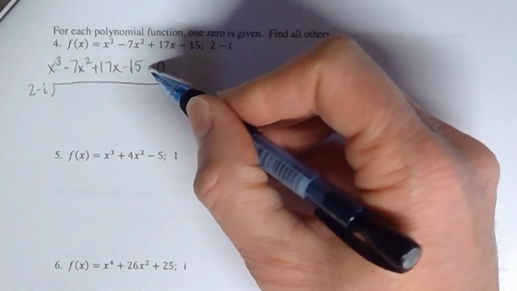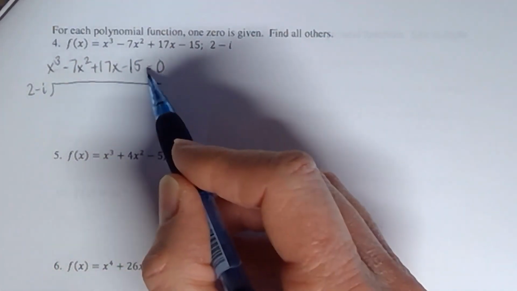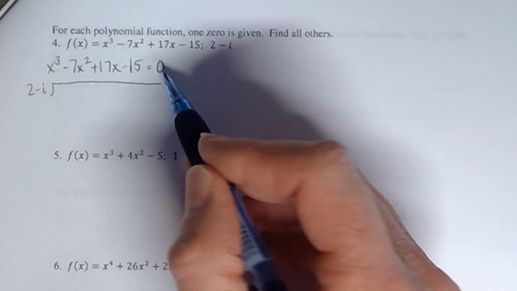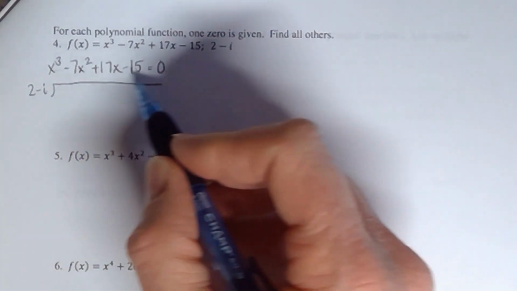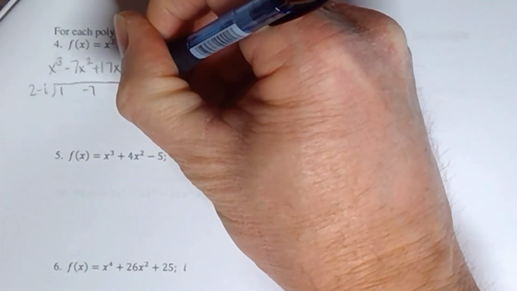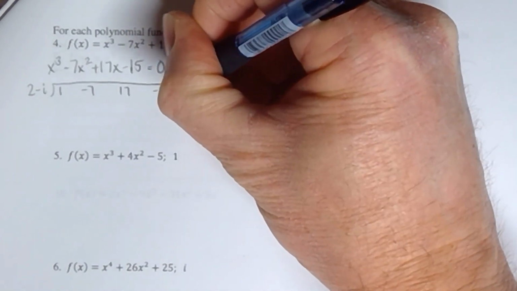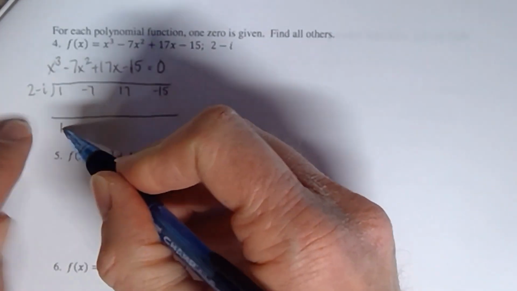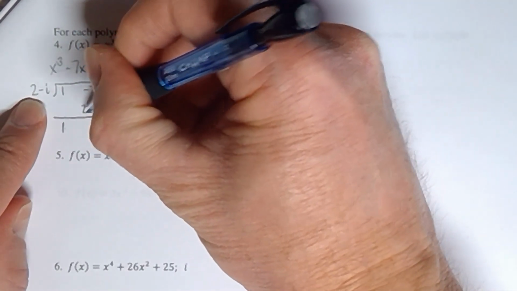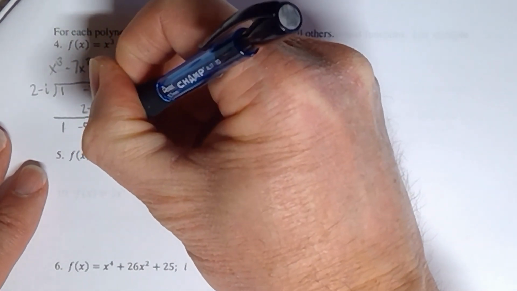Don't pay any attention to the 0 over here. We're just trying to factor the other side of the equal sign. The 0 will come into play at the end when we actually figure out what the zeros are equal to. Just looking at the non-zero side of the equation, 1, -7, 17, and -15. What do we get? Drop down the 1. Anytime you multiply 1 by something, it's equal to itself. Adding this together, we get -5 minus i.